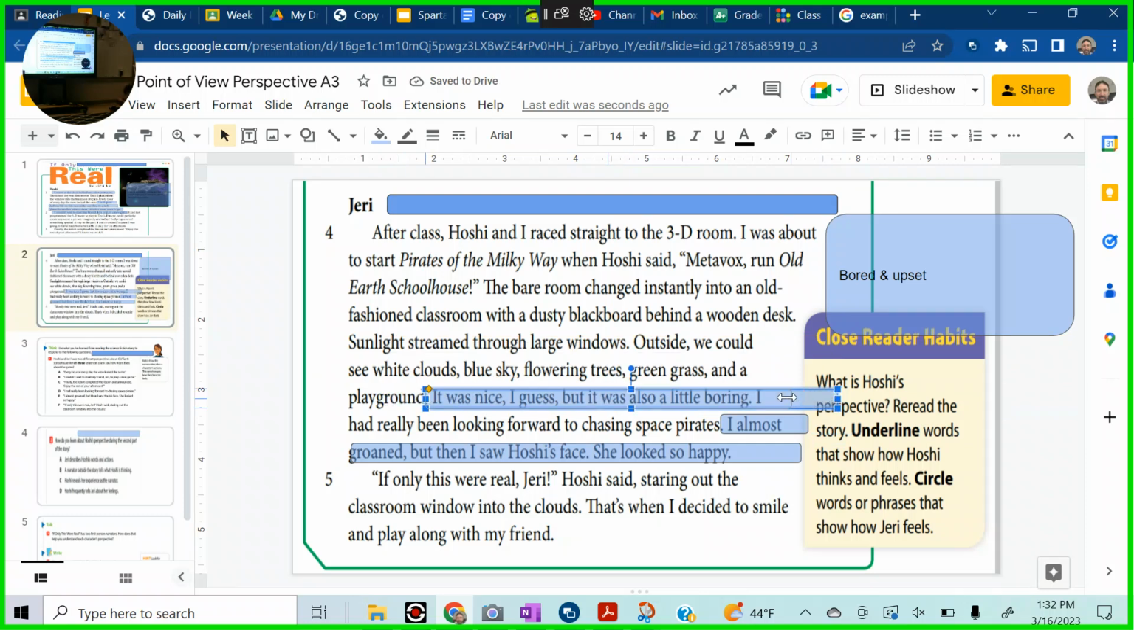Look up here on my screen. Read what I just highlighted. It was nice, I guess, but it was a little boring. Okay, so it kind of tells you where... You kind of get a vibe for how Jerry's feeling, right?